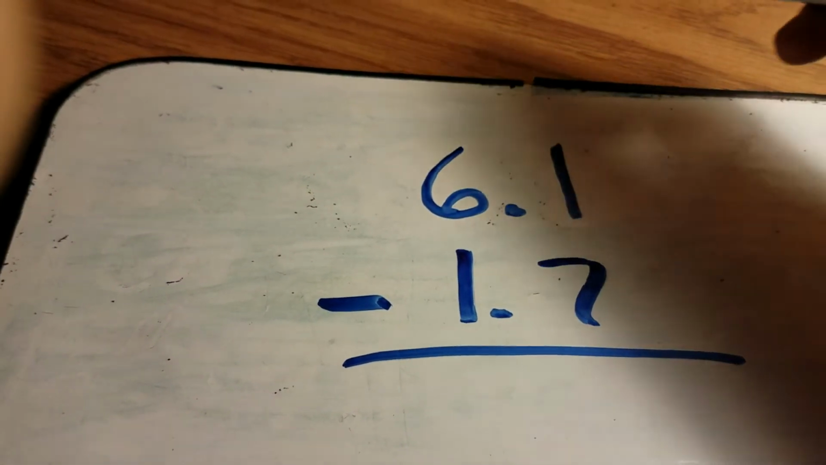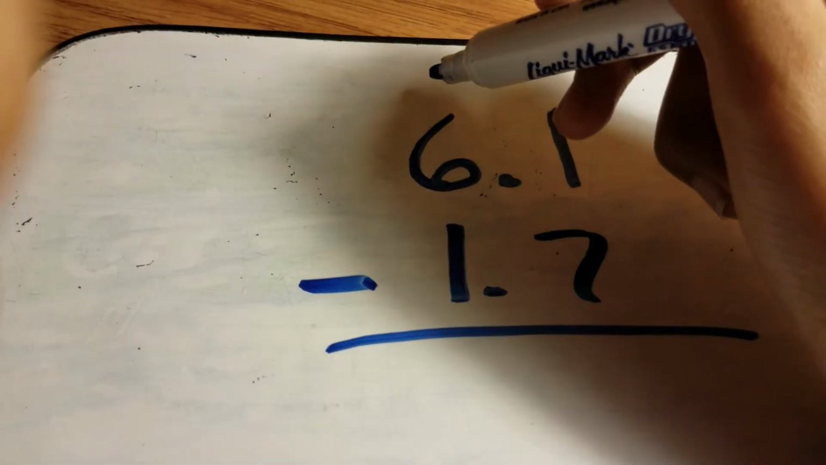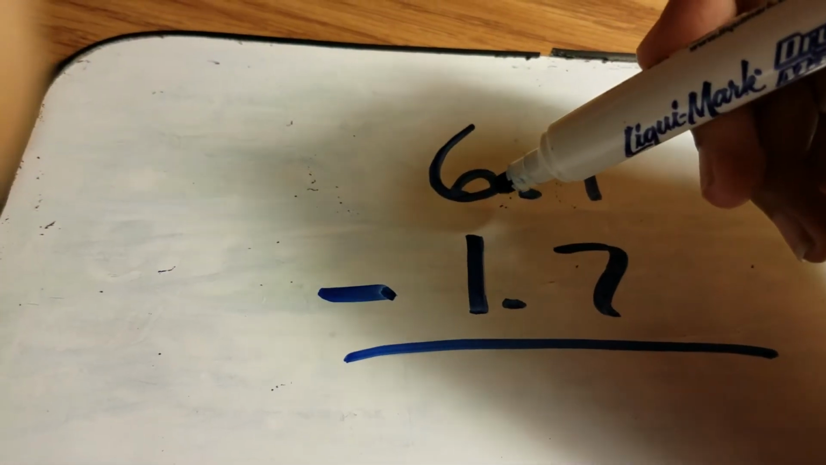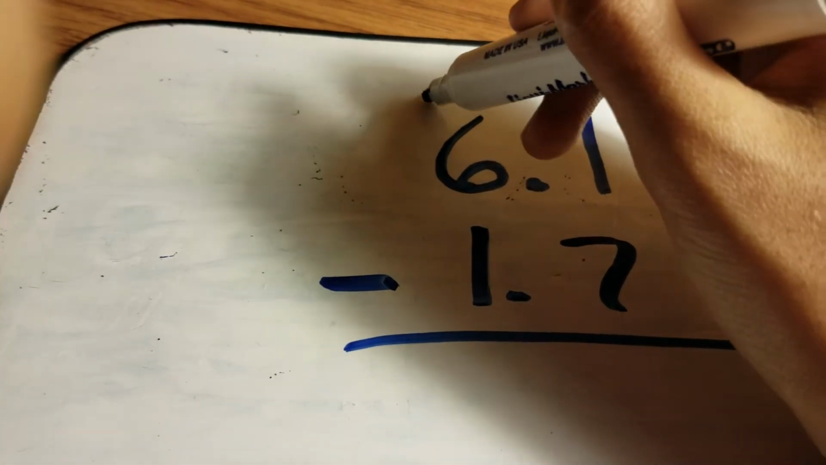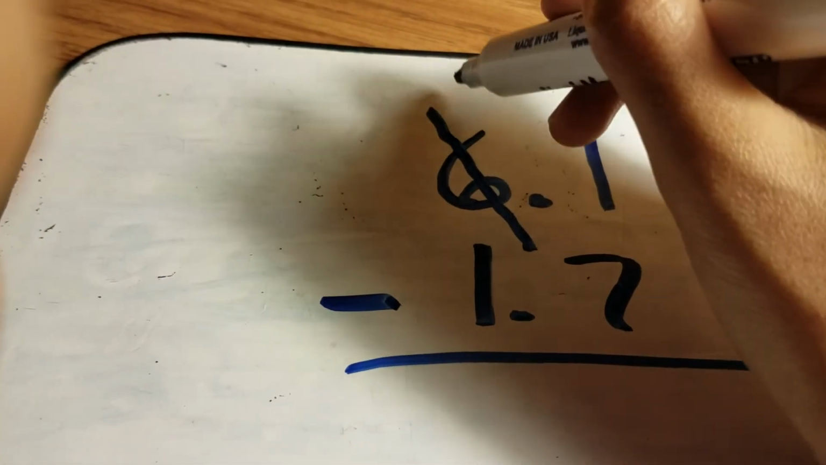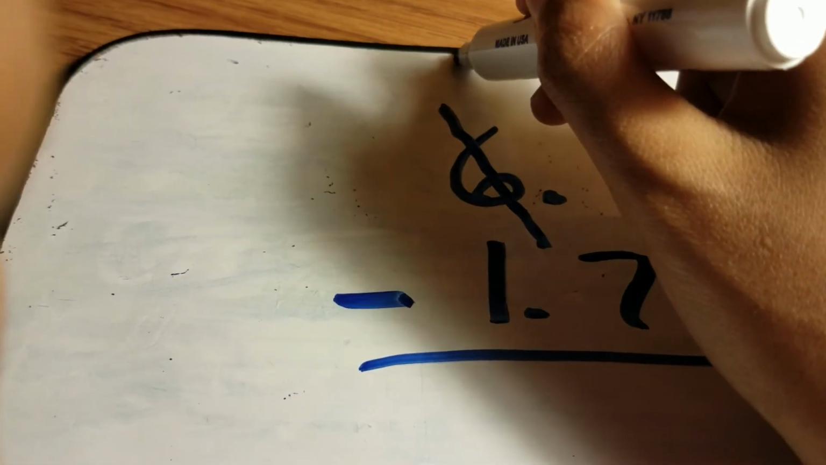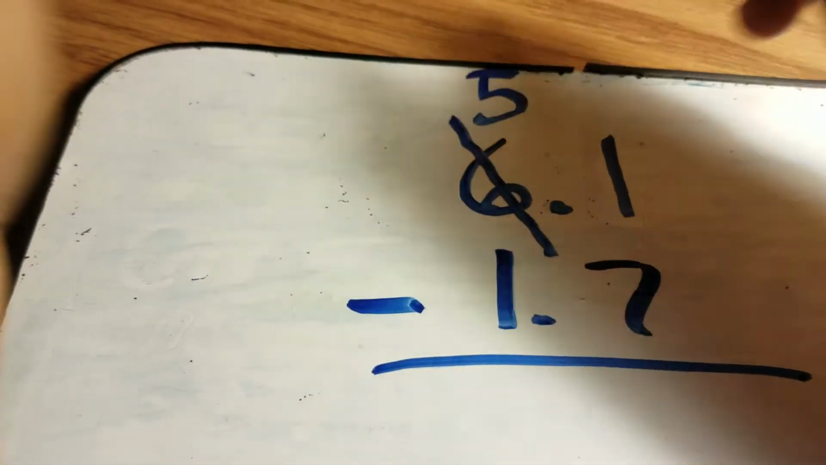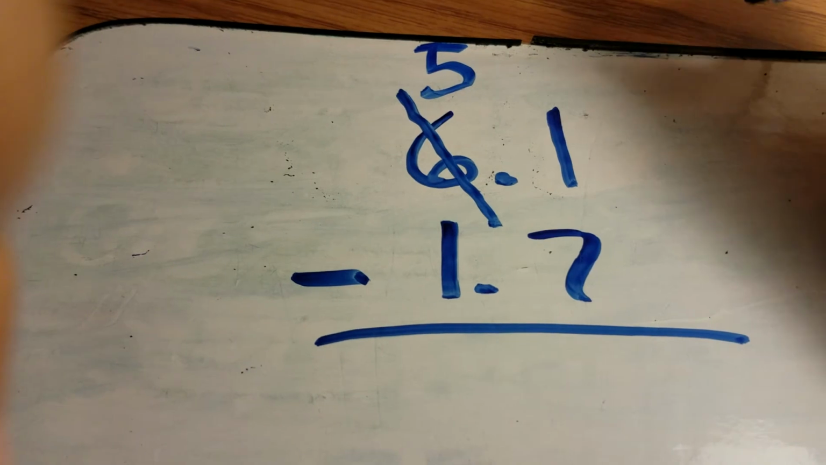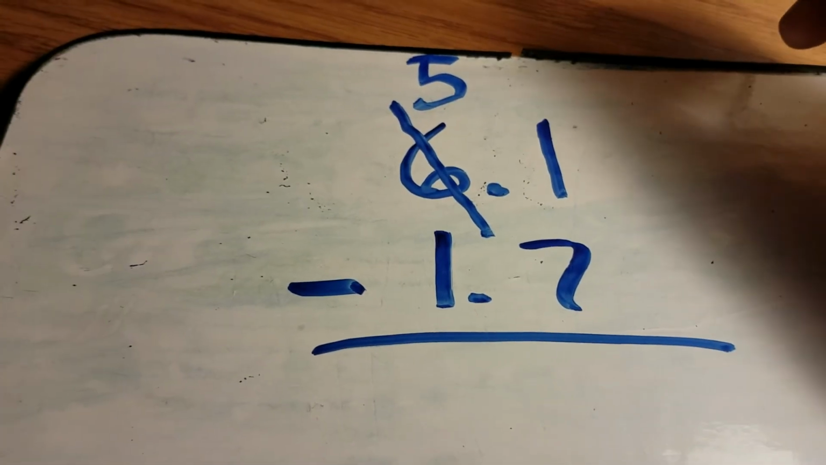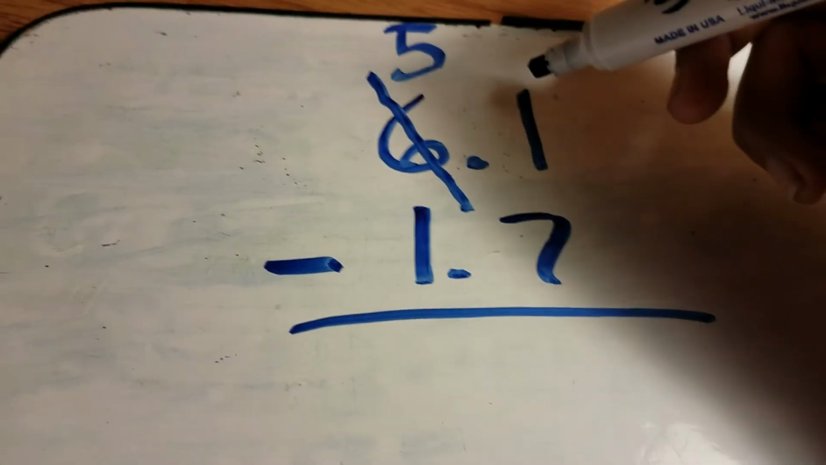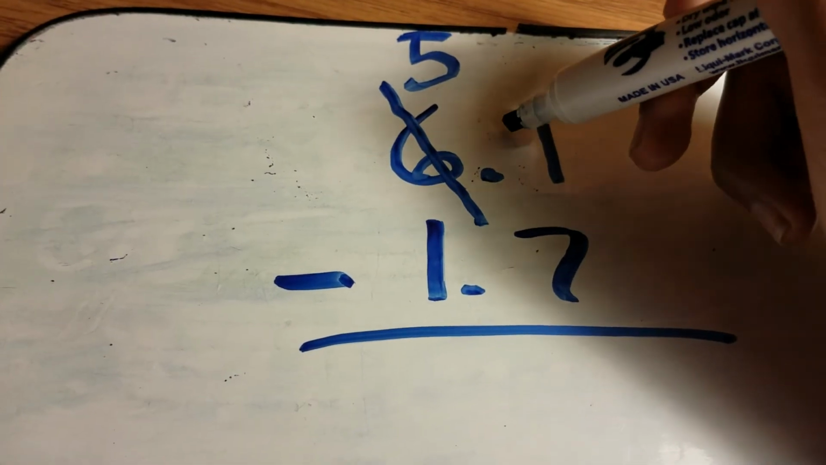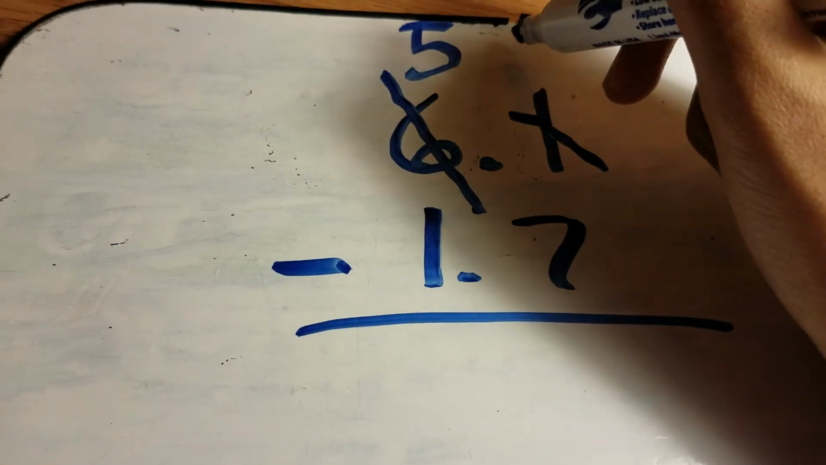And we're going to do this by taking away one group of 10 from our tens place value. So I'm going to cross out 6 and change this to a 5 since we're taking away one group of 10 here. Now we're going to take that group of 10 and add it to our ones place value. So this 1 is going to change to an 11.